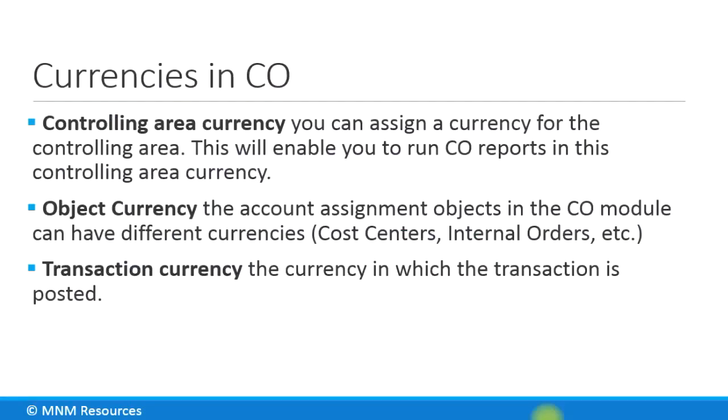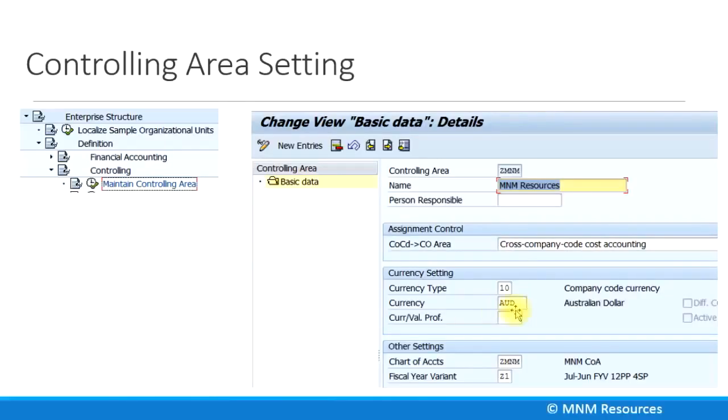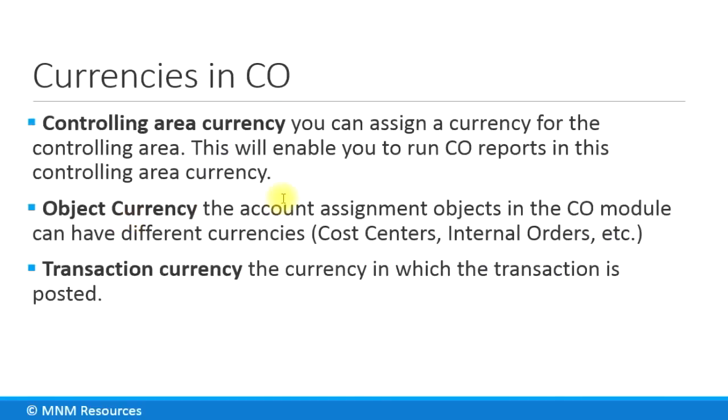Let's look at the types of currencies used in the CO module. First thing you have is your controlling area currency. So in the controlling area setting, you assign what currency this controlling area is going to use. If you look at this screen over here, it is one of the controlling area settings. You define the currency over here, in the currency setting: what currency you want the controlling area to use. You can also assign the company code currency to the controlling area if it's usually a one-to-one assignment, or you can give your separate controlling area currency itself.